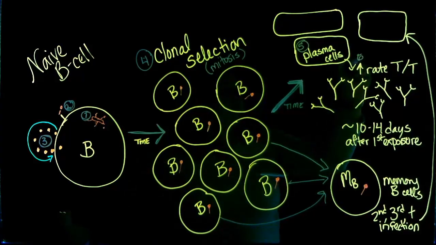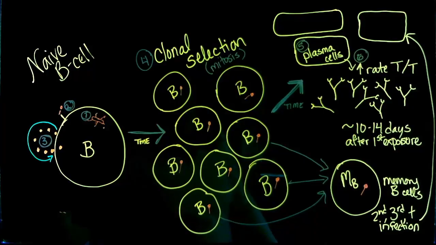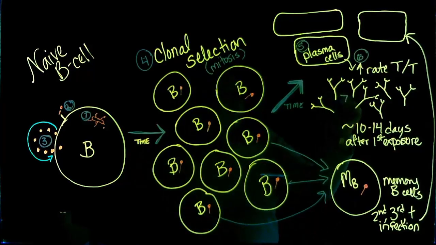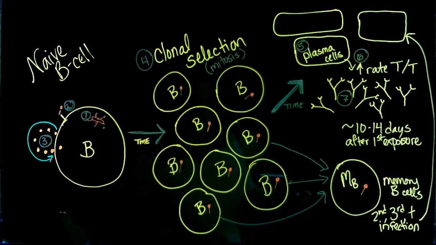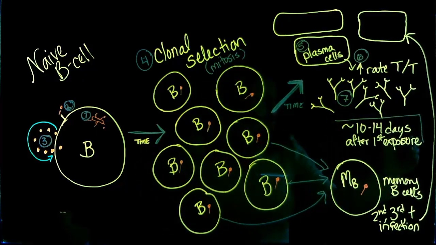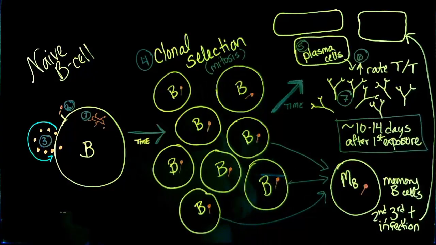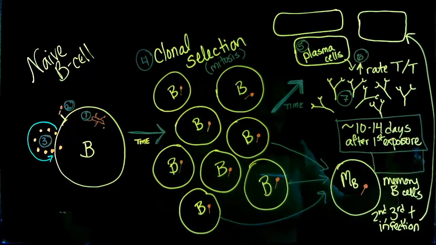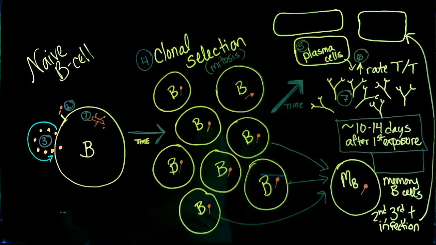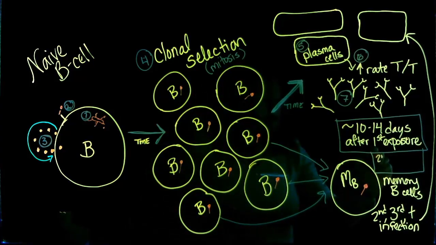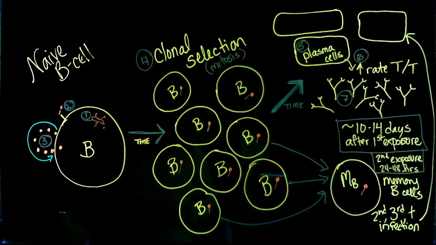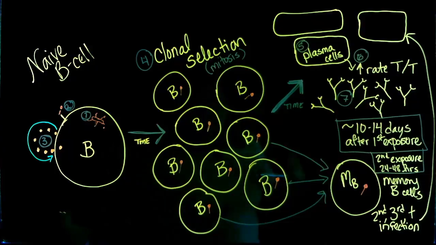and then 6, it's going to increase its rate of transcription and translation and start to crank out, 7, massive numbers of antibodies. Now remember, first exposure, this takes 10 to 14 days, but over here, we're going to write a second exposure, and in a second exposure, with previous knowledge, the antibody increase can happen in as little as 24 to 48 hours. So a much more rapid response if we have memory cells.